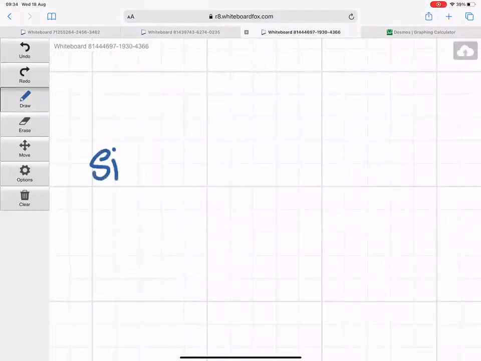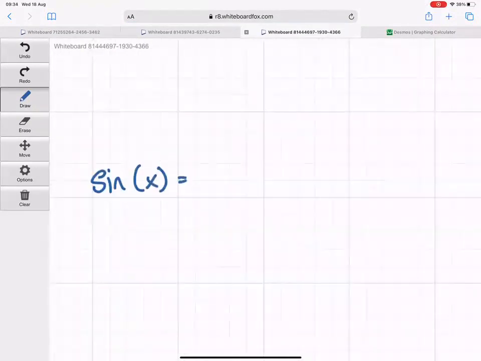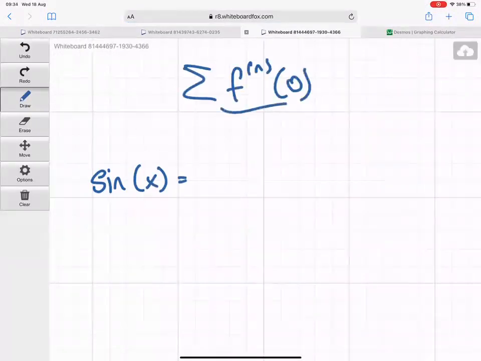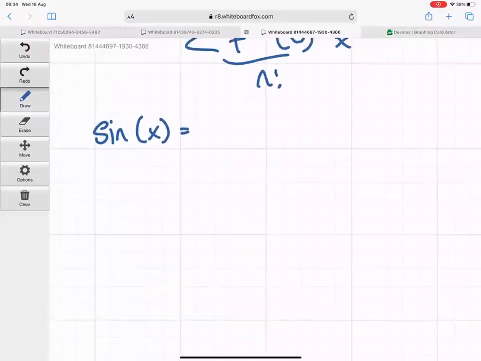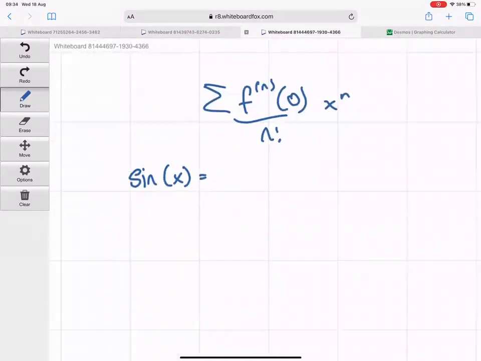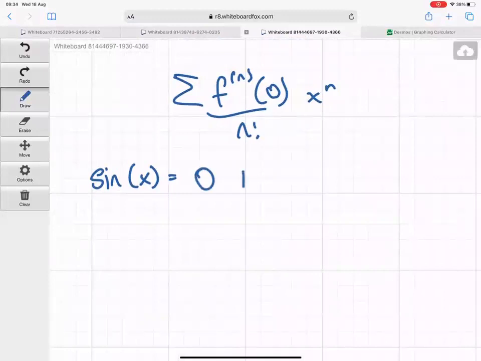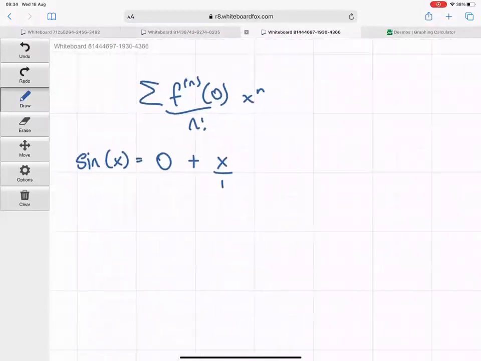So let's just do sine. Okay, so my formula was: differentiate the function n times, evaluate at 0, divided by n factorial, times x to the n. So, differentiate sine. You're going to get 0 for the first term, right? Because when you plug 0 into sine, you get 0. When I differentiate sine one time, I get cosine. Cosine of 0 is 1. So I get x over 1 factorial.